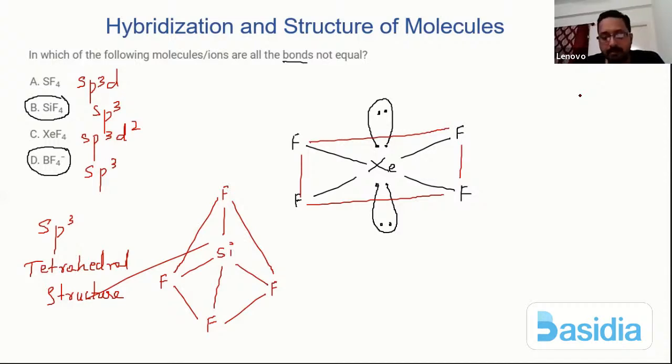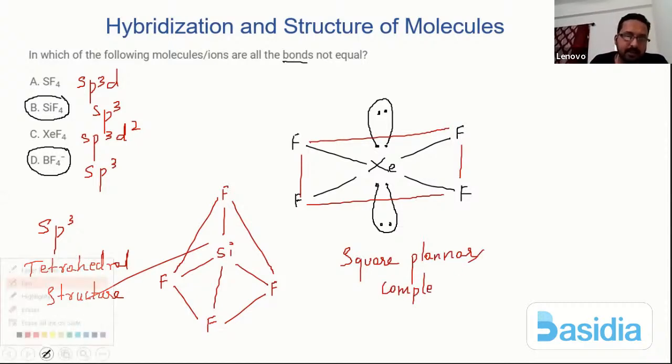Can anyone tell me? Can anyone message me what the overall structure is? Please explain quickly. Anyone? I'm just trying to look at the chat. Overall geometry is octahedral, but when you see only the atoms, it is going to give me a square planar geometry, correct?